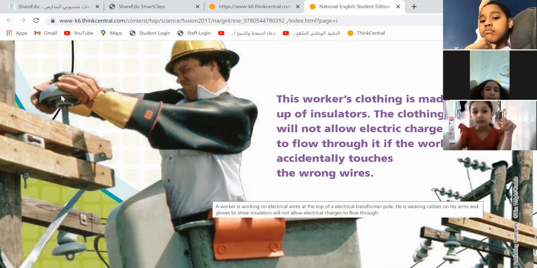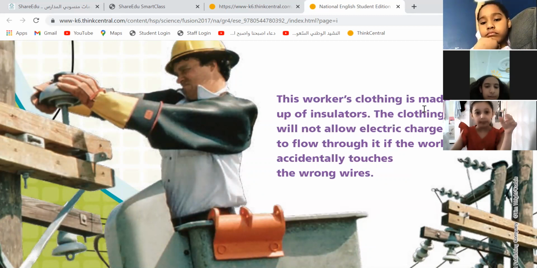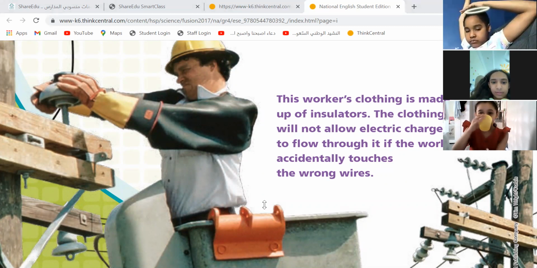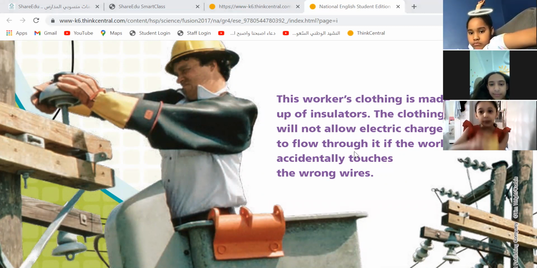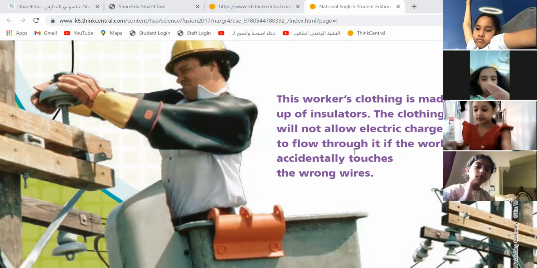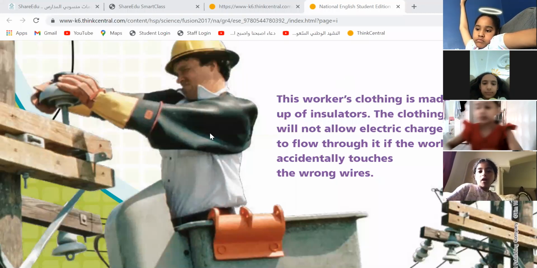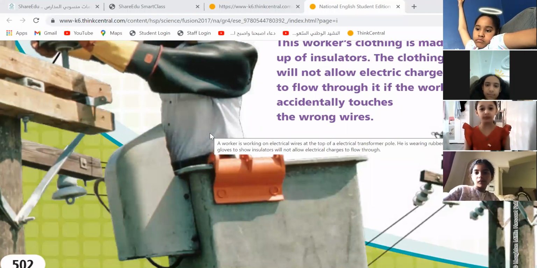Protect himself from what? Yes, I know. Just a minute, give your friends a chance. Where are the rest? Please, I have 10 girls in my class. Can you all open your cameras, please? Please, girls. Just a minute. Okay, Diala, can you tell me why? It's page 502.